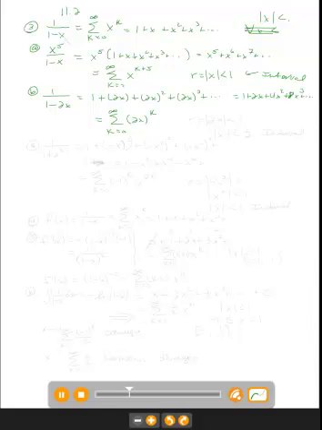Now, this also is a geometric series, and in this case, the constant ratio is 2x. So I would have to take the absolute value of that being less than 1, and dividing by a 2, I get this. So the interval of convergence will be from -1/2 to 1/2.